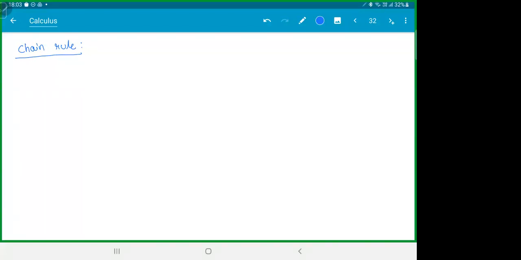So what is this chain rule? Suppose you're differentiating a nested function, that is, a function inside a function. So let's say d by dx of f of g of x. This can be written as f dash g of x into the derivative of the function inside. Whenever you differentiate a nested function, you first differentiate the whole thing and then you differentiate whatever is inside.